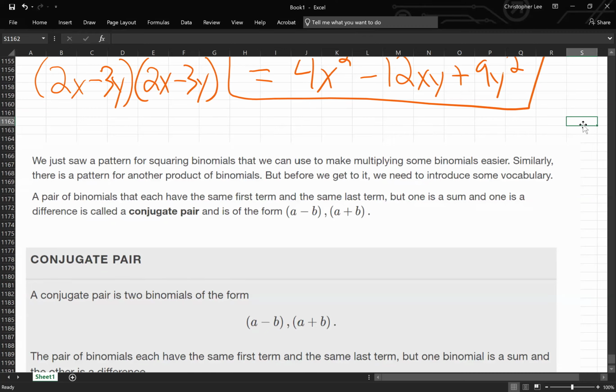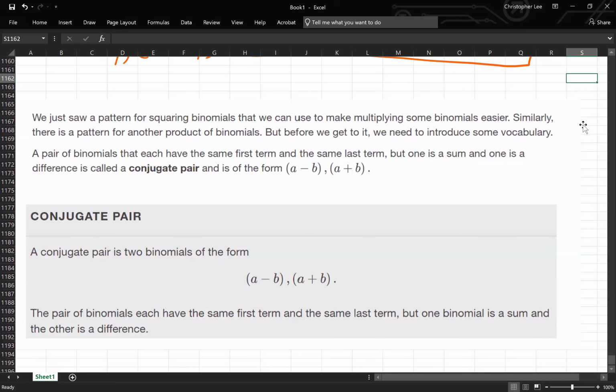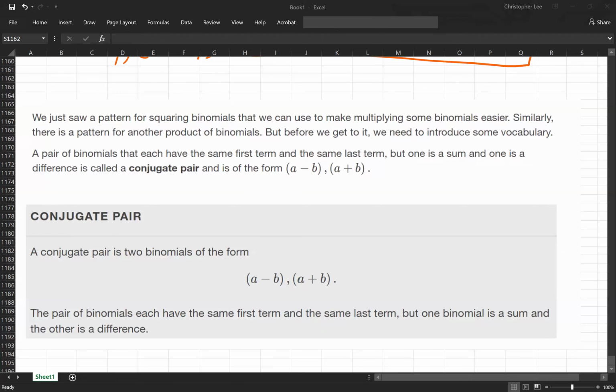So check this out. A conjugate pair is a pair of binomials of the form a minus b and a plus b, right? One is a minus, one is a plus. The pair of binomials each have the same first term and the same last term, but one binomial is a sum and the other is a difference. All right. Conjugate pair. Let's talk some more about that.